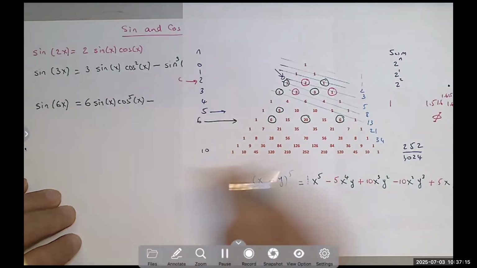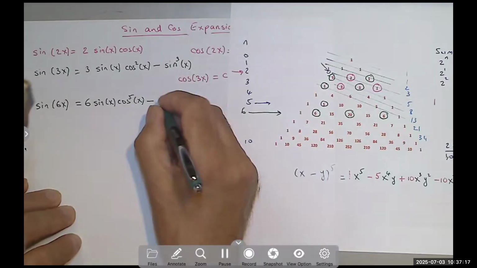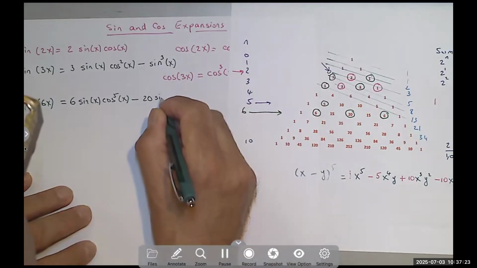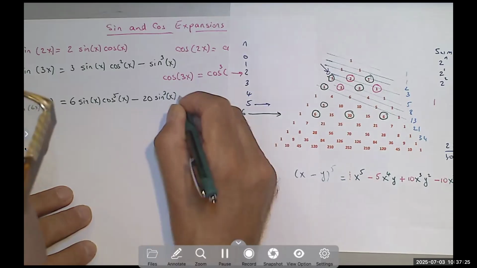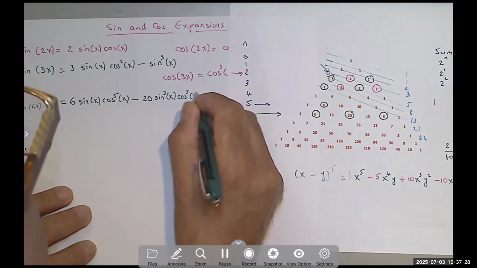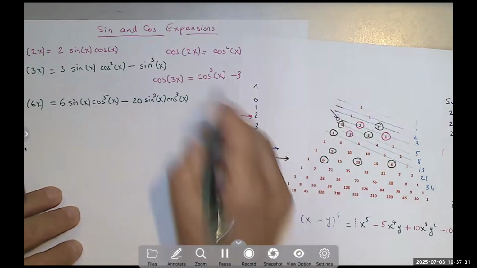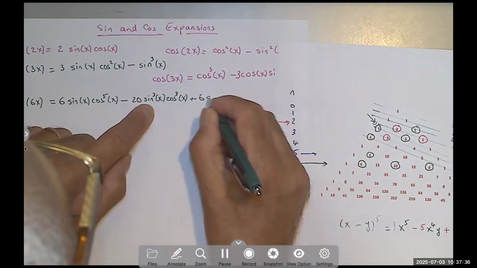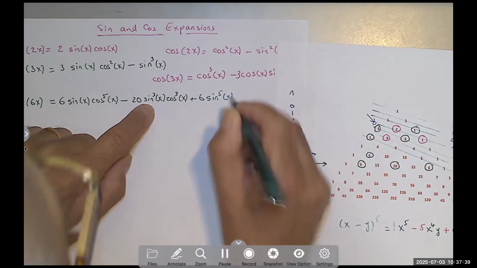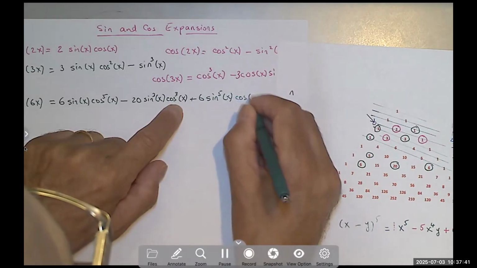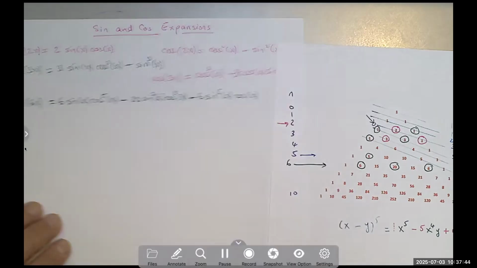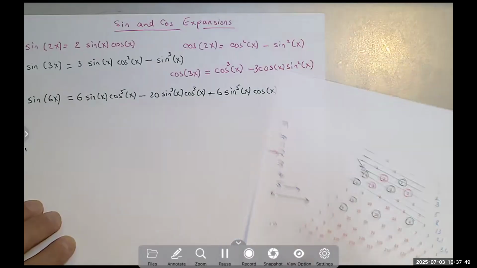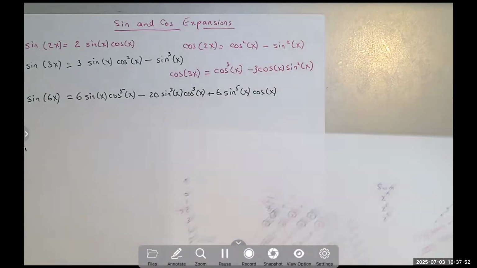And then the next term would be minus 20 sine cube x cosine cube x. And then 6. So plus, notice we alternate the signs. I'm going to increase sine by 2, sine to the 5th of x, and decrease the cosine by 2, cosine x. So easy, right? Nice.